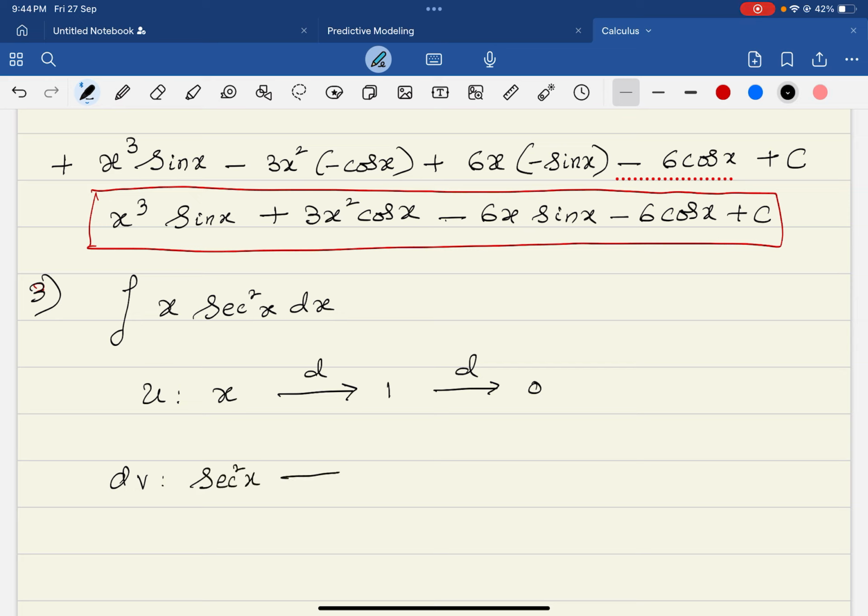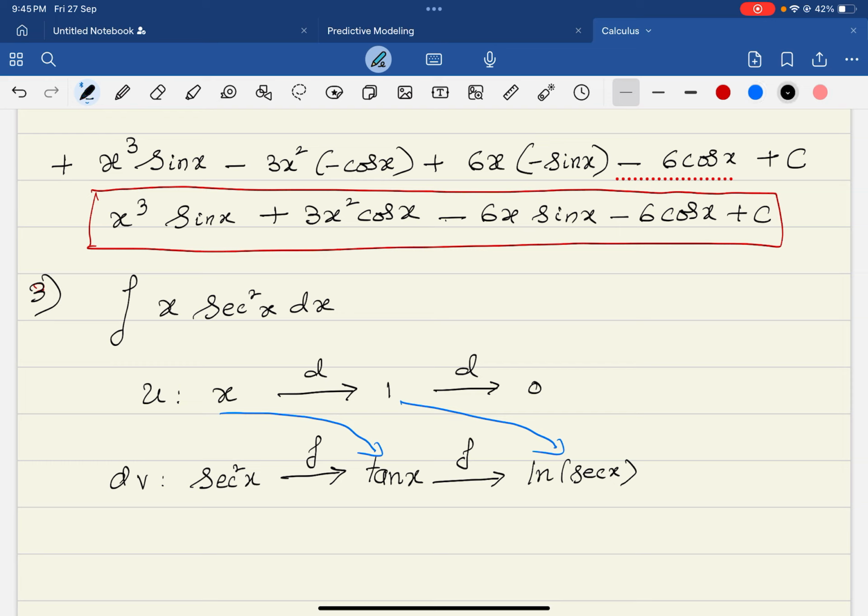What is the integral of secant square x? We have done it yesterday in the last video. The integral of secant square x is tan x. And tan x integral is ln of secant x. So let us put that value, ln of secant x. And now start taking the products here like this, like this.